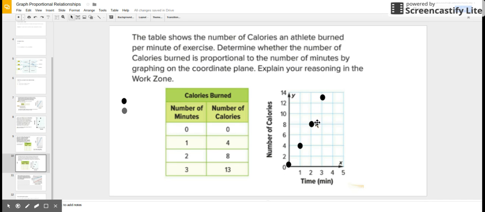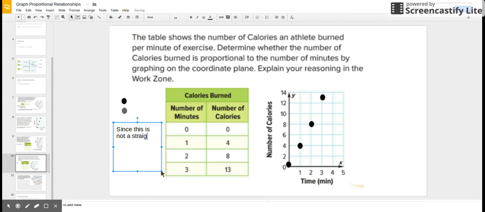All right. So now we're going to connect the points. Okay, well, if you look here, I actually can't graph a straight line. If I were to graph a straight line, it would actually be under this point, right? So this doesn't end up being a straight line. So since this is not a straight line, even though it passes through the origin, this is not proportional. The relationship is not proportional.